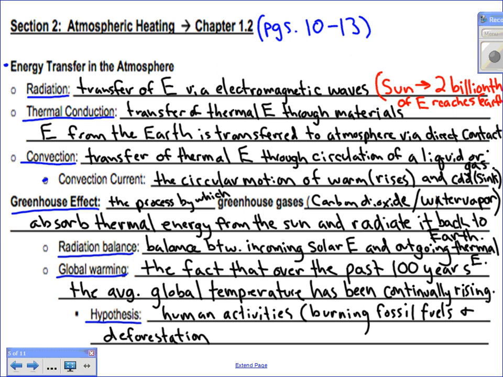So burning fossil fuels is going to put more CO2 into the atmosphere. It has increased the amount of carbon dioxide, or CO2, in the atmosphere. Okay, carbon dioxide is a greenhouse gas in the atmosphere.